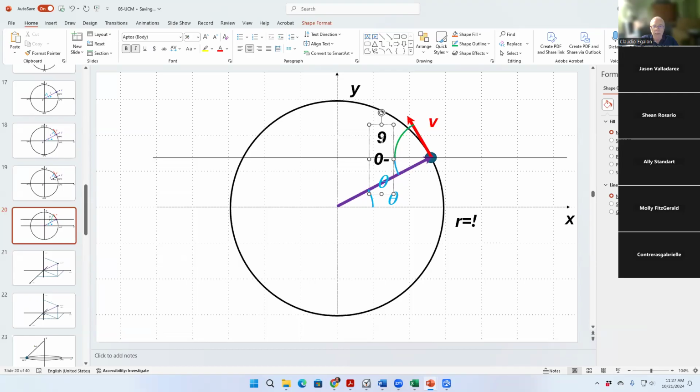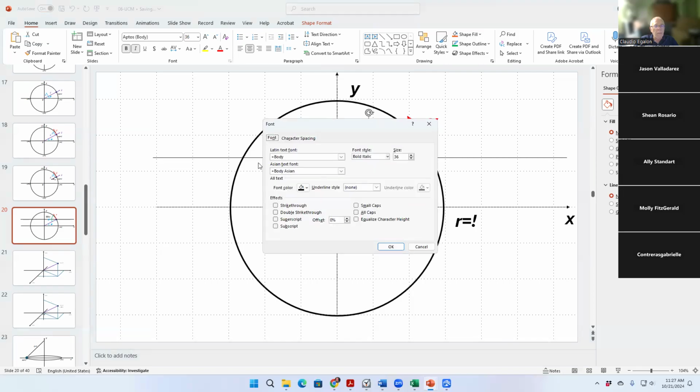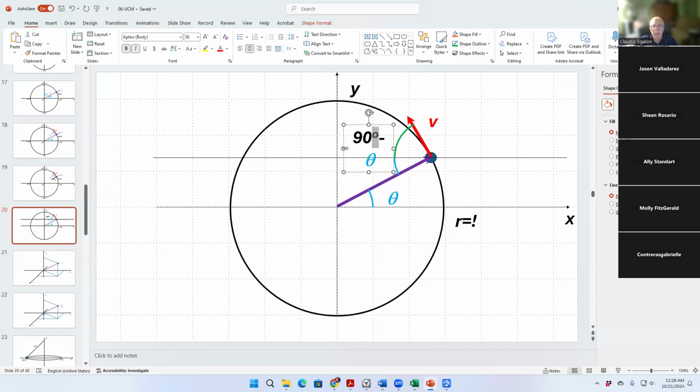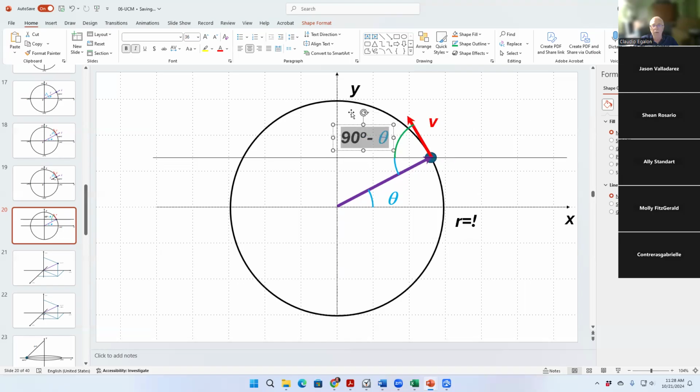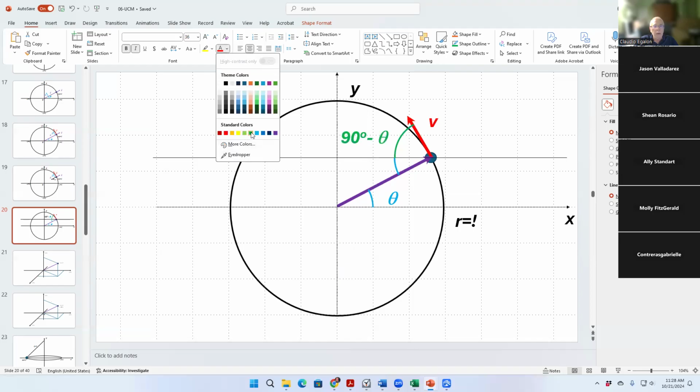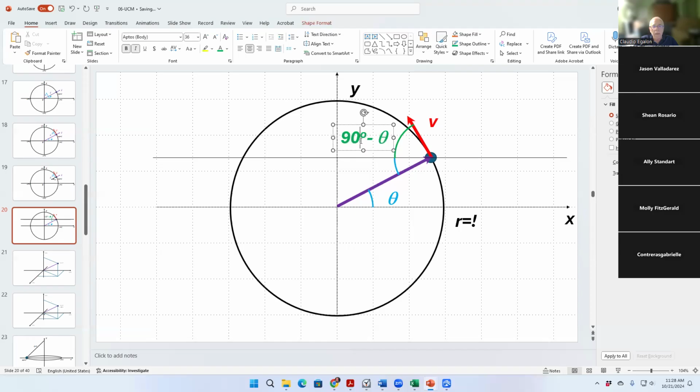90 minus theta, and negative 90 minus theta, superscript, and I'll put it in the green color. Green. Good.